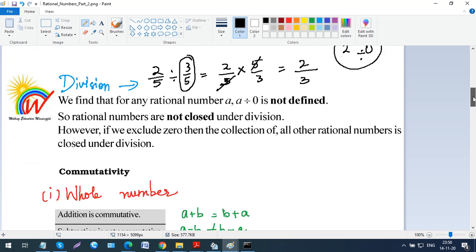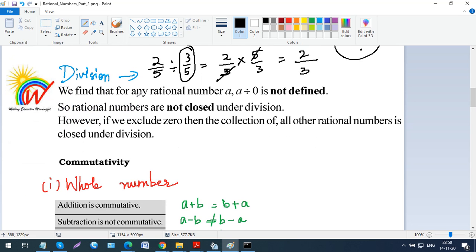So we find that for any rational number a, a divided by 0 is not defined. So rational numbers are not closed under division, because we can't just leave 0 out. Because 0 is also a rational number, we have to consider it. So it doesn't work out with 0, and we say it's not closed under division. But if you exclude 0, then the collection of all the other rational numbers is closed under division.